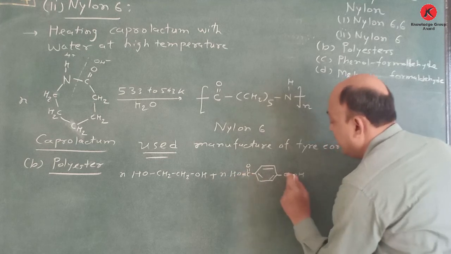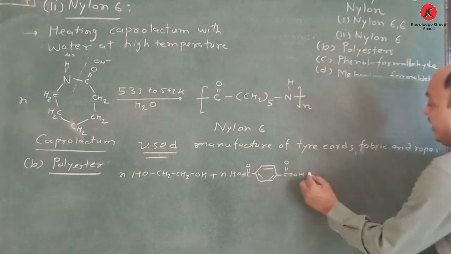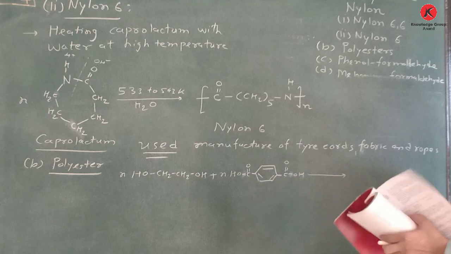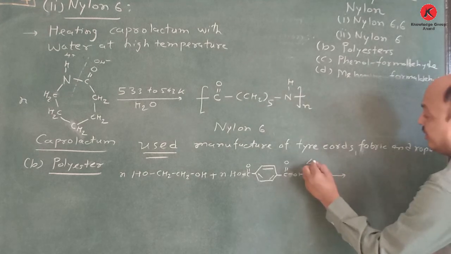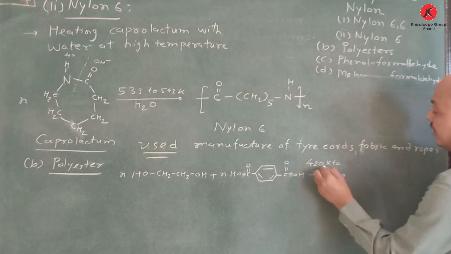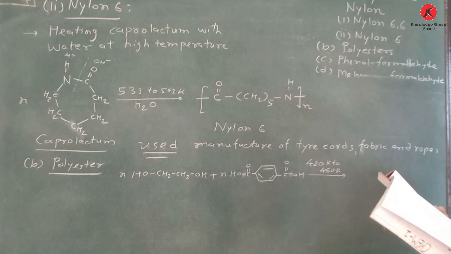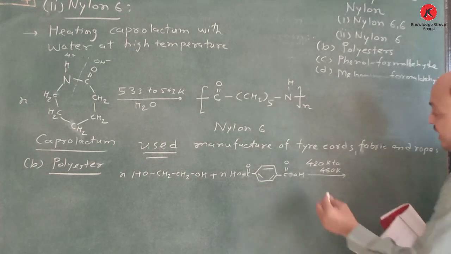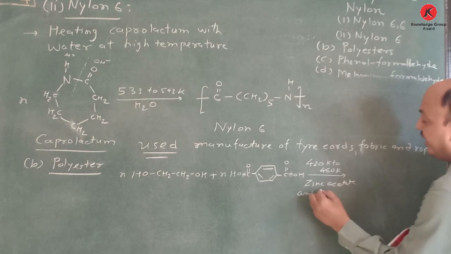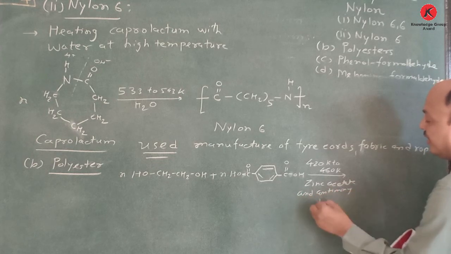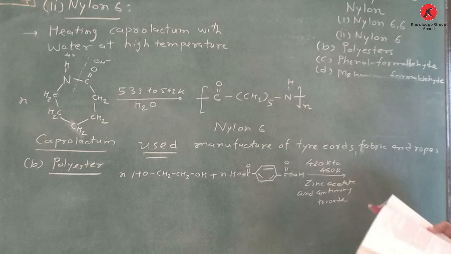So C double bond O, and once again C double bond O. Here the condition is that the temperature is 420 to 460, in the presence of zinc acetate and antimony trioxide. Remember, zinc acetate and antimony trioxide are the catalysts as per the reaction given.